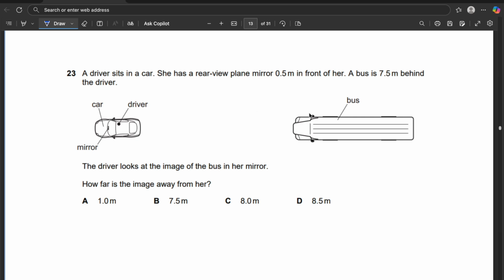So basically, the bus will be 8 meters behind the mirror, and because the driver is 0.5 meters behind the mirror, you will have to add another 0.5 meters for that. So the answer will be D.